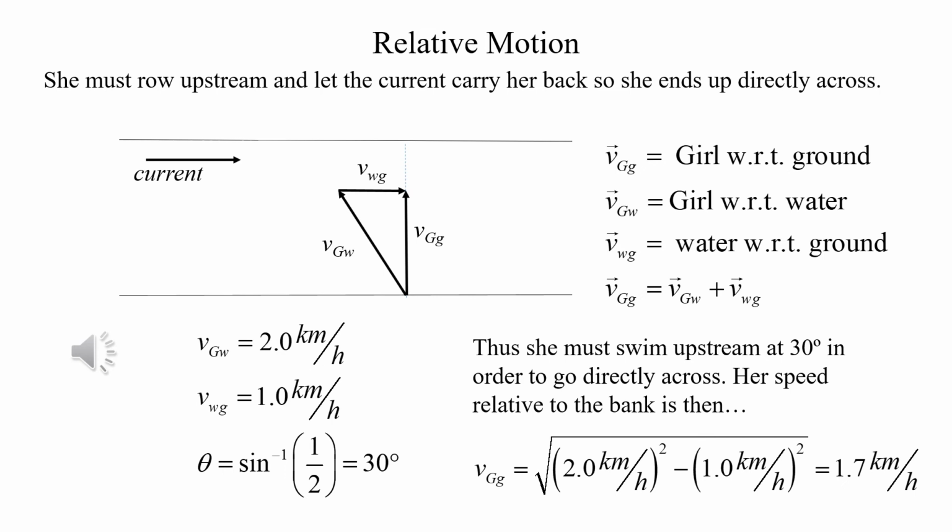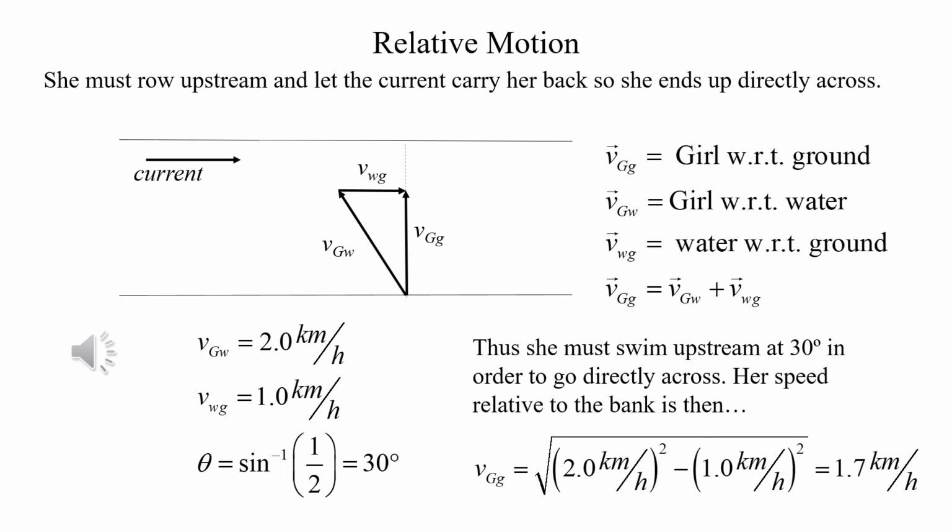Now to get how fast she travels with respect to the ground, we just apply the Pythagorean theorem, solving for one of the legs. So we have the square root of the 2 kilometers per hour squared, which is the hypotenuse, minus the 1 kilometer per hour squared. And 2 squared, of course, is 4. 1 squared is 1, so we have 4 minus 1, which is 3, or the square root of 3, which gives us 1.7 kilometers per hour with respect to the ground.